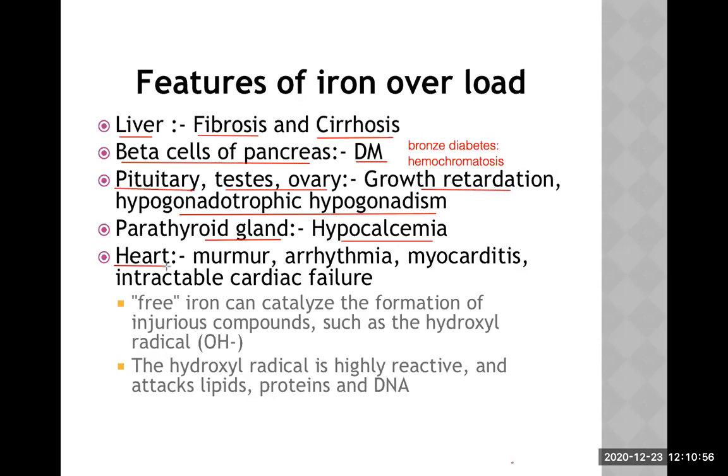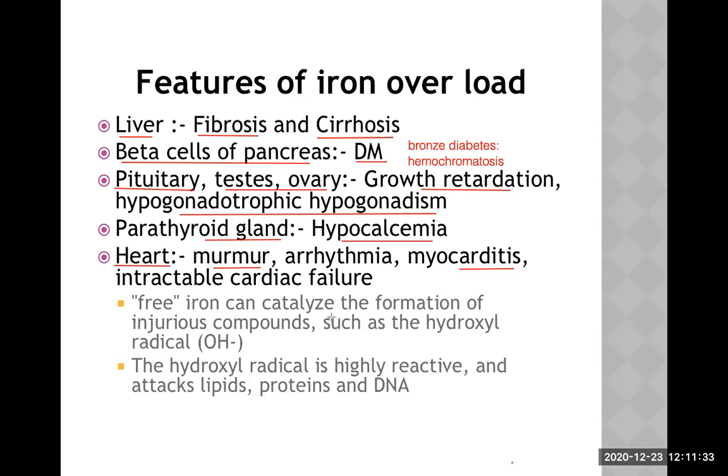In the heart, the heart may fail. The heart may develop arrhythmia because of the enlargement. Myocarditis may happen, so some murmur can occur there. So all these things can happen in the heart. And usually the child with beta thalassemia dies because of cardiac complication, like serious arrhythmia, myocarditis, intractable heart failure. Intractable means very difficult to treat by medical management. The child may collapse or die.